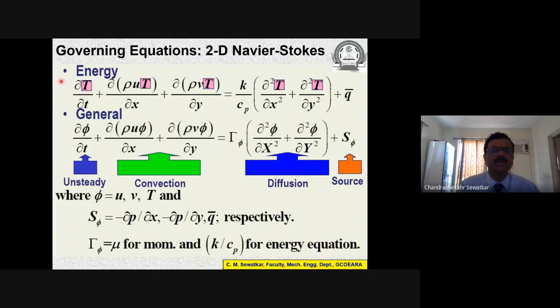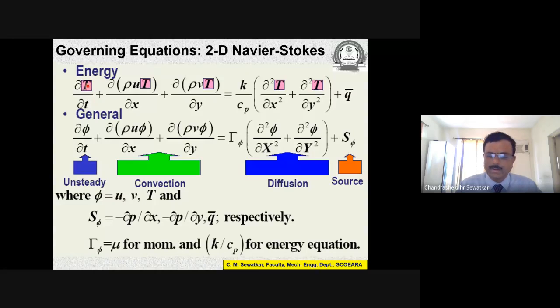In the same fashion, I can write down the energy equation also: del by del t of T plus del by del x of rho u T plus del by del y of rho v T. On the other side, I have k by Cp times del 2T by del x square plus del 2T by del y square, plus q bar. Now look at this equation carefully. This is my conduction. This is heat generation. This is convection, and this is unsteadiness in the system.